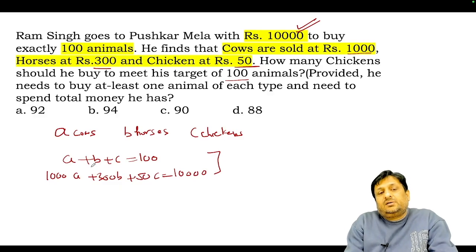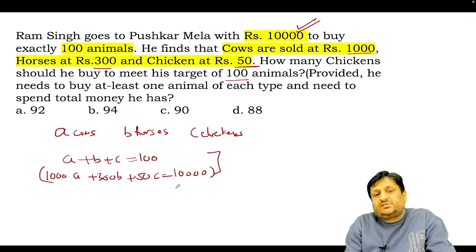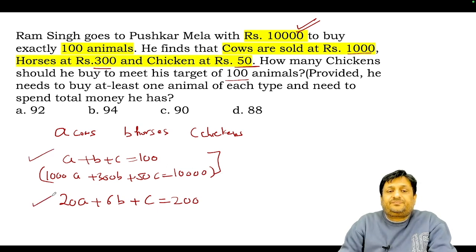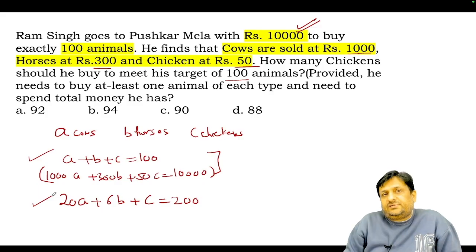First let me simplify the second equation. I can divide the second equation by 50. What will I get? I will get 20A plus 6B plus C equals 200. So I have just divided the second equation by 50. Now I have two equations, this and this. I need to find C.